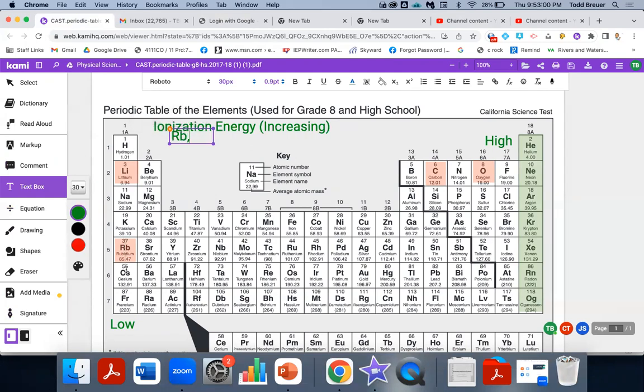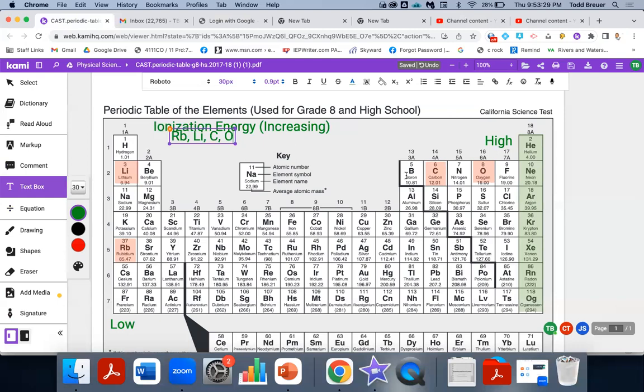We start moving upward, right? As we go upward, it gets a little bit higher. Now we see that lithium is right above rubidium. And then we need to move across to compare to these other two. Well, moving across from lithium, we see carbon first. So carbon is the next highest. And the one that is furthest right, nearest the top right-hand corner, would be oxygen. That would have our highest ionization energy.